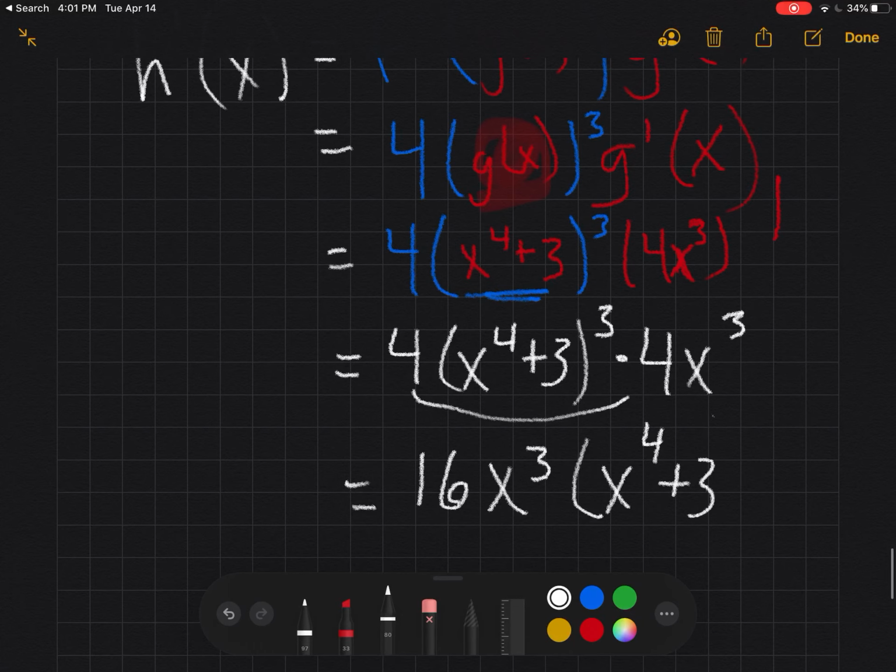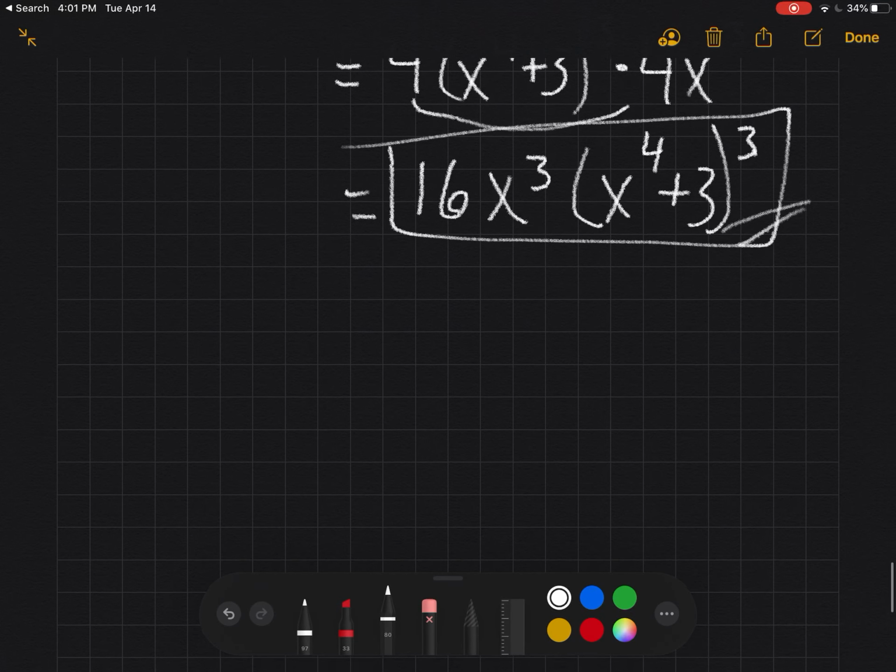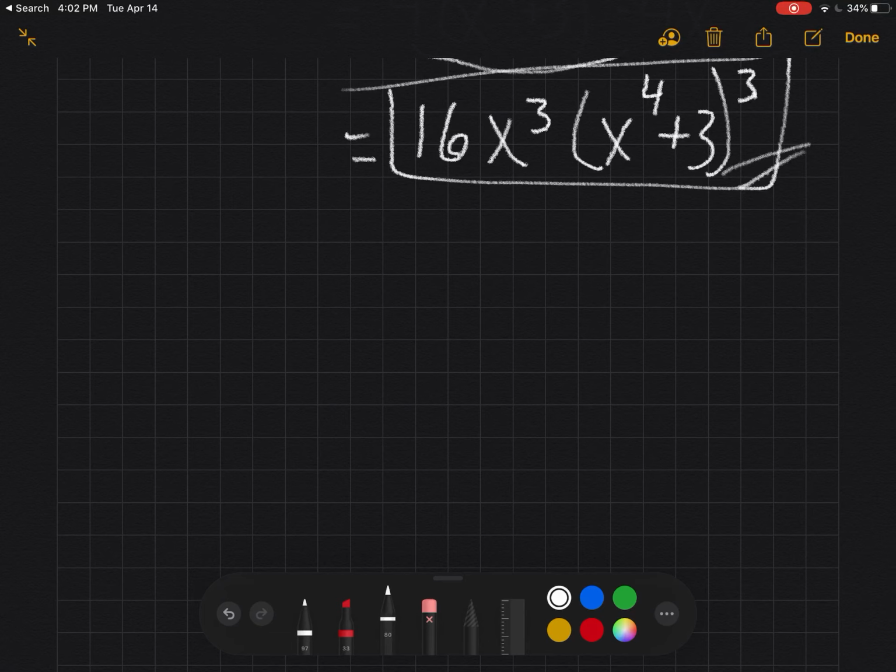And now I can simplify this. I have 4 times x to the fourth plus 3 cubed times 4x cubed. So I can multiply those like terms and get 16x cubed times x to the fourth plus 3 cubed as my final answer.